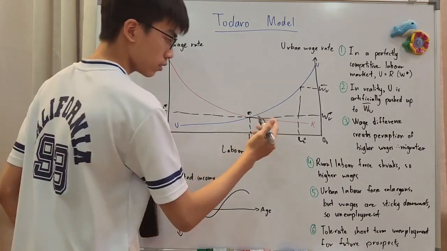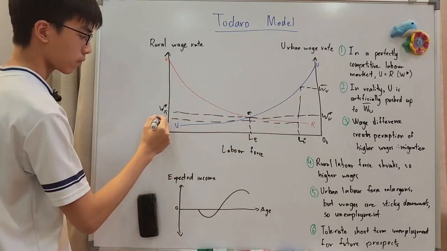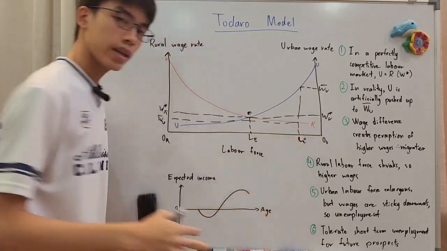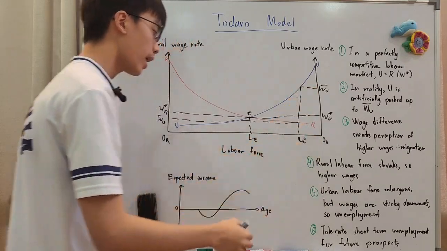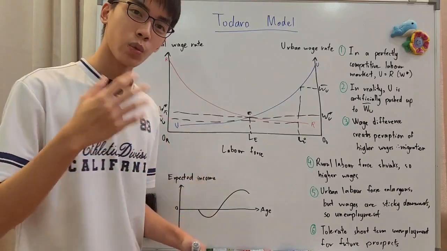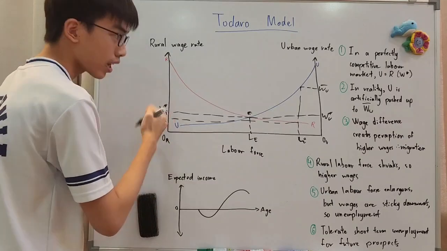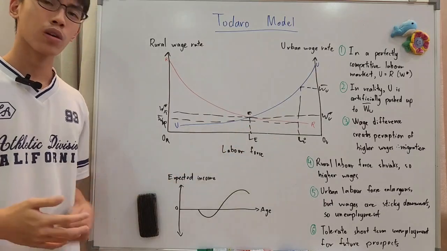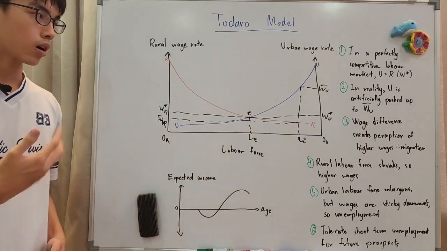So some people might not want to be unemployed, so they'll be at this rural wage rate over here. So you have line U. And in a world where there is no unemployment at all, you have this many people working in urban areas at this wage rate and this many people working in rural areas at this wage rate. However, this wage difference from line R to line U creates a perception of higher wages, right? So when you're working in rural areas, why should you accept lower wages than urban wages when you can just simply migrate and obtain that higher wage?